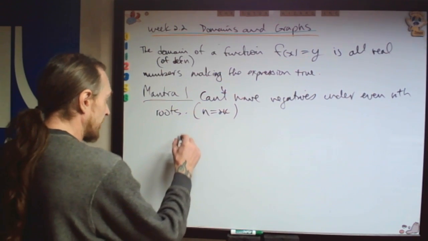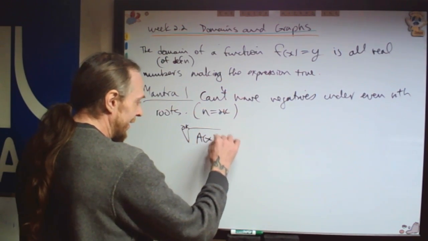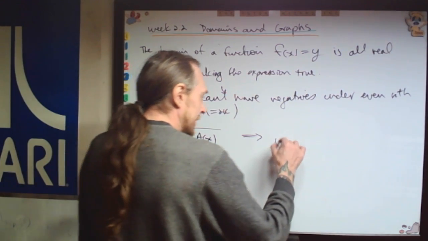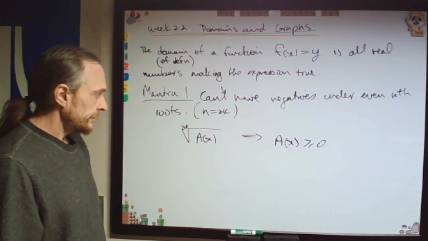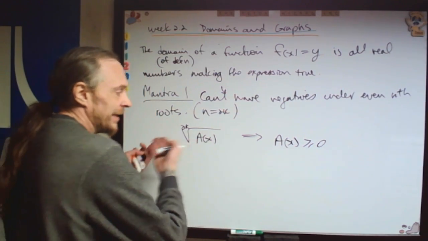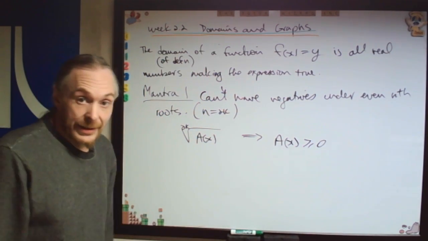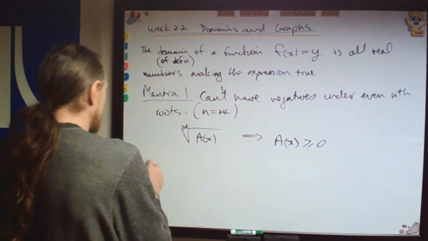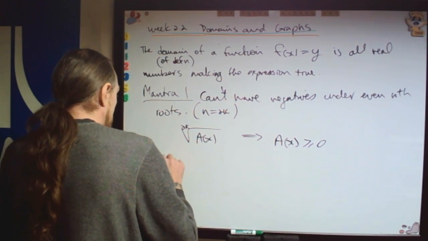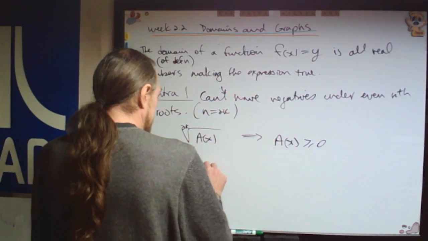What does that mean algebraically? Algebraically, that means if you have an even nth root and anything underneath there, that immediately tells us that a of x has to be greater than or equal to 0. The second mantra, this will give us intervals for a temporary domain. And then all we have to do is make sure that we're not dividing by 0, and we have exactly what we want. So mantra 2 is don't divide by 0.